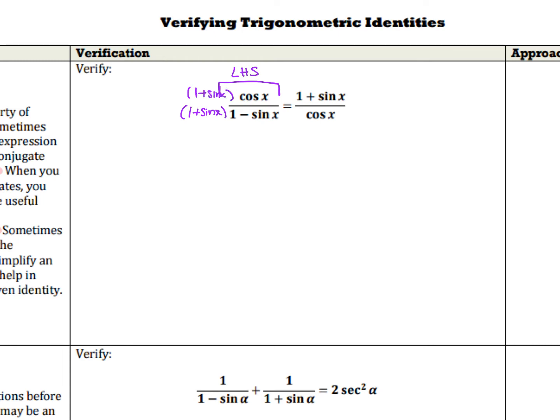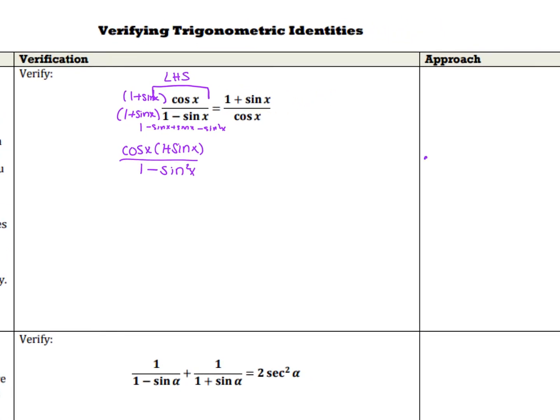So on top, I'm going to leave it as cosine times 1 plus sine. But on the bottom, I'm going to multiply this out. So I'm going to have 1 and then negative sine, positive sine, negative sine squared. So that's going to simplify to 1 minus sine squared. Now 1 minus sine squared comes from the Pythagorean identity, cosine squared plus sine squared equals 1. If I move the sine squared over, I know that cosine squared is 1 minus sine squared.